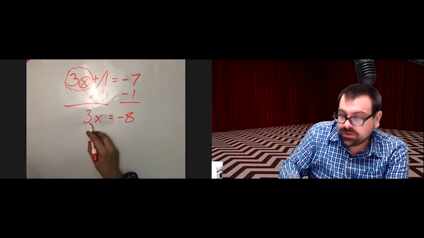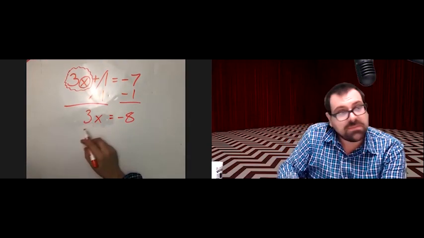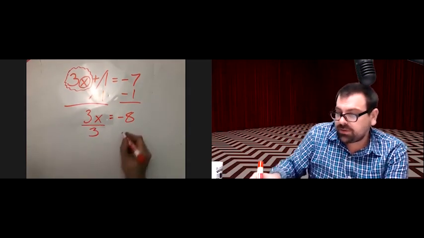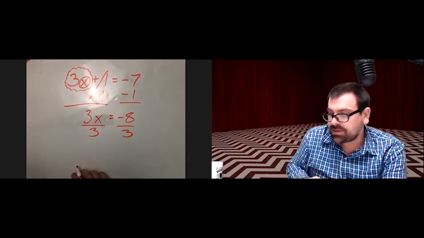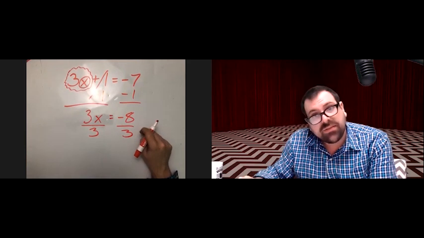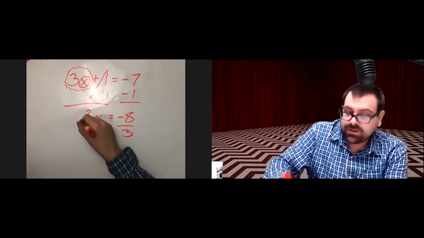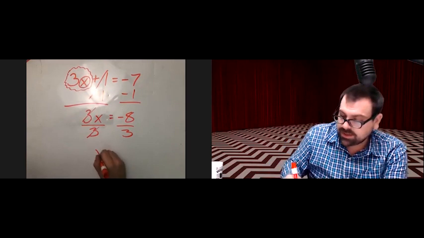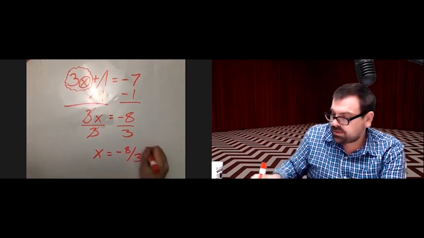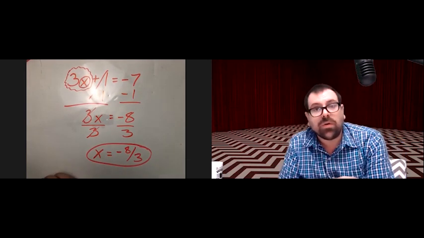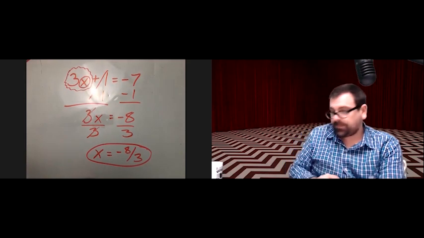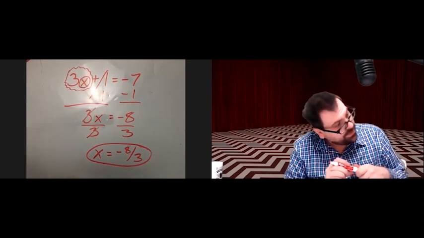Then, what is happening to the variable? Times 3. How do we get rid of times 3? Divide by 3 on both sides. If it doesn't divide evenly, we leave it as a fraction. So the 3's cancel on the left, and we're just left with x. On the right, -8/3. So -8/3.